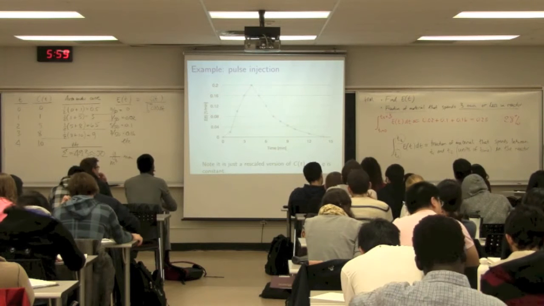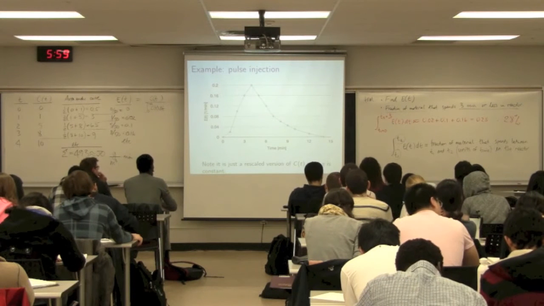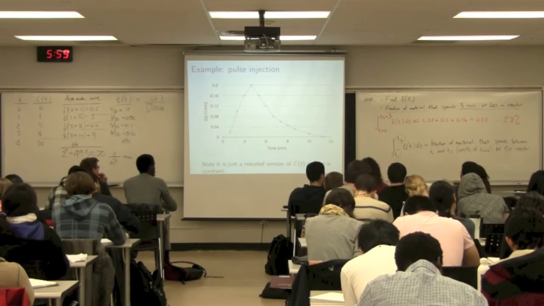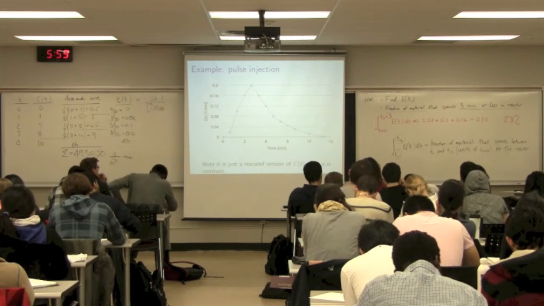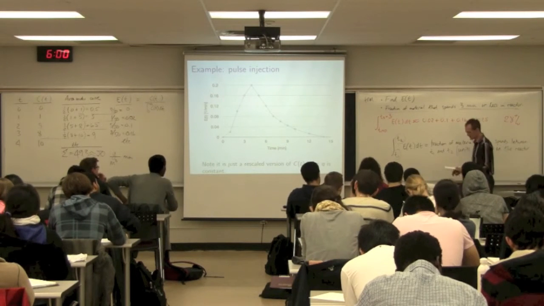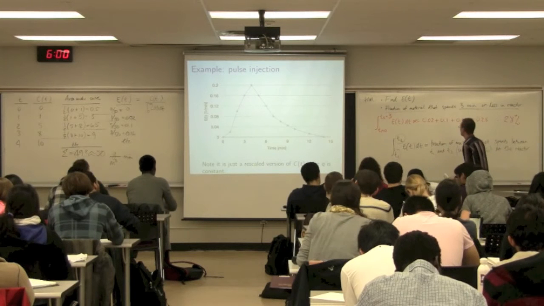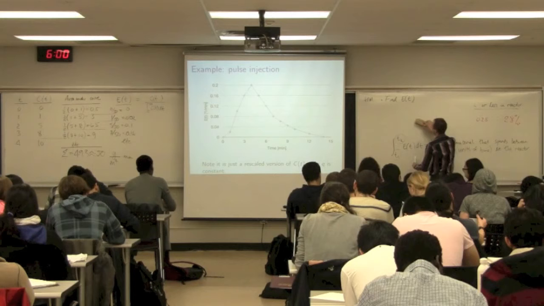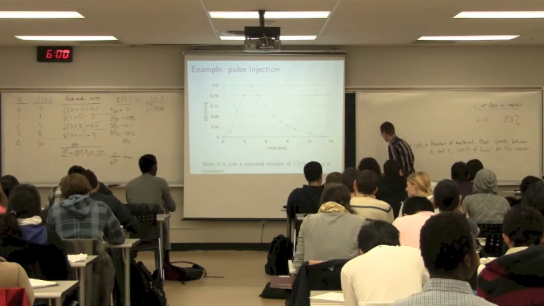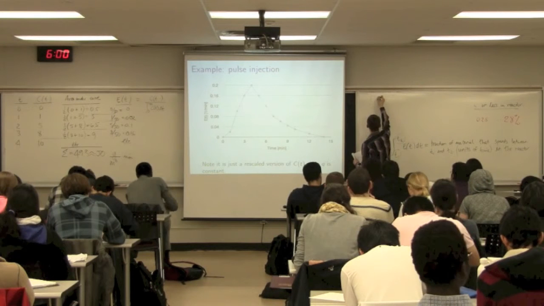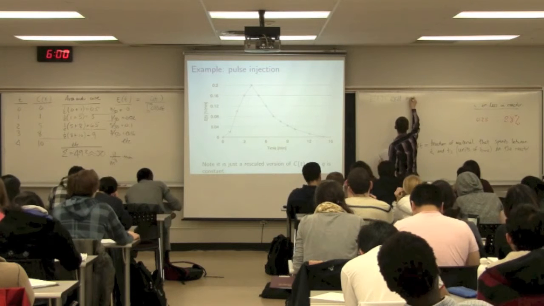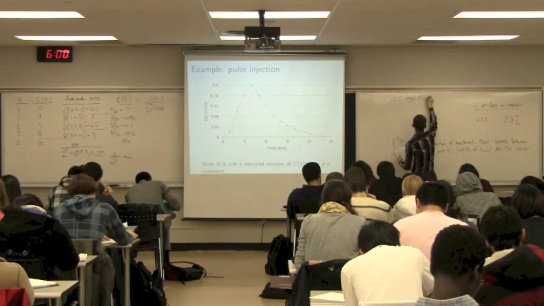How long material stays in the reactor. And so E of T then has another name that we sometimes use. E of T is called the exit age distribution function. So E of T, another name that it goes by is the exit age distribution function.